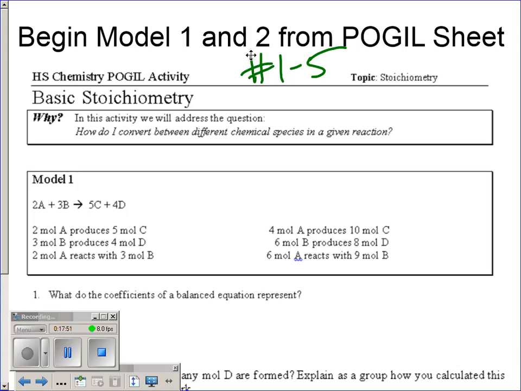So it's a 1 to 2 ratio. So 1 to 2. Yeah. Oh, you got it.